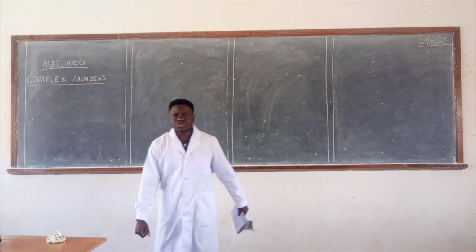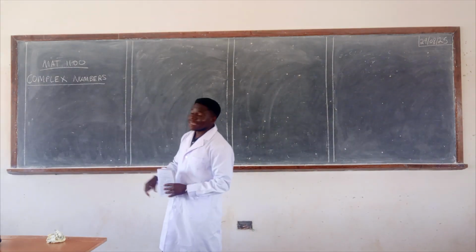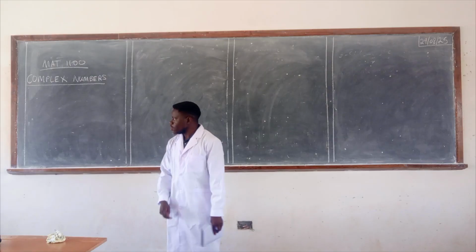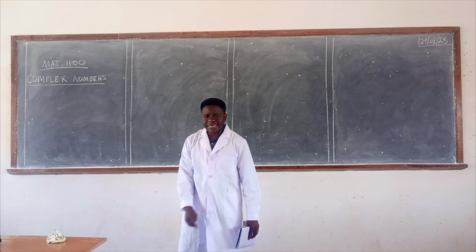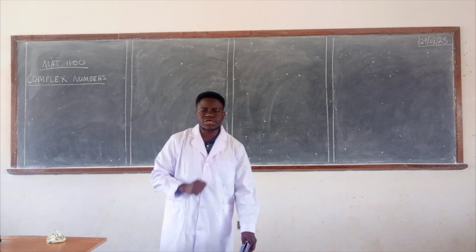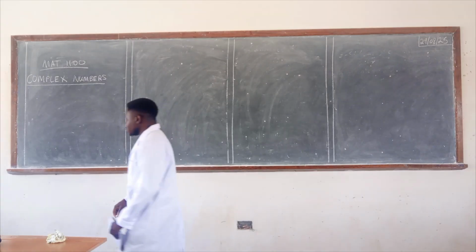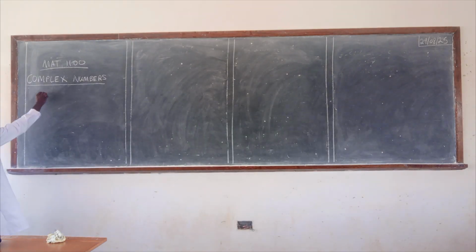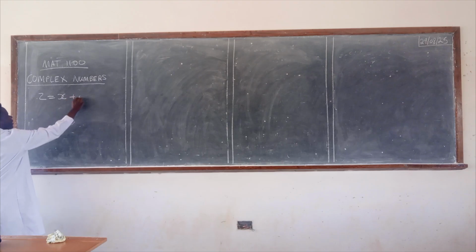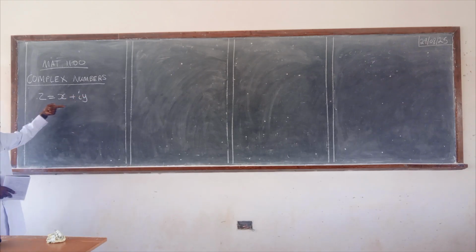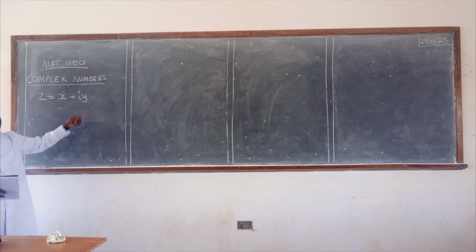Okay, so welcome to Math 1100. We're going to look at complex numbers. We already did a bit of an introduction on complex numbers. We said a complex number is a number in the form z is equal to x plus iy, where x is the real part and y is the imaginary part. Aside from that, today we're going to go a bit further.